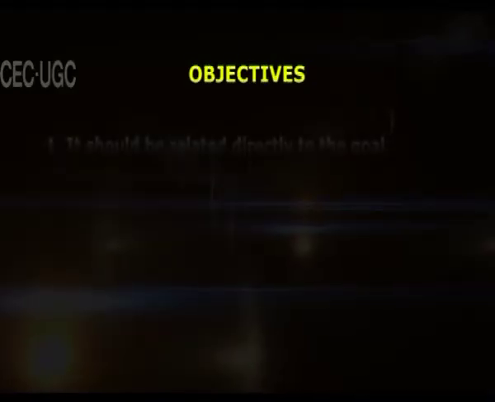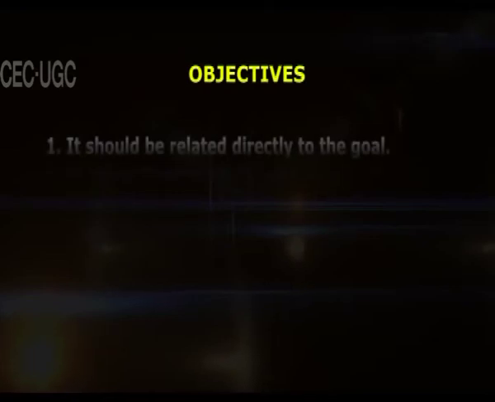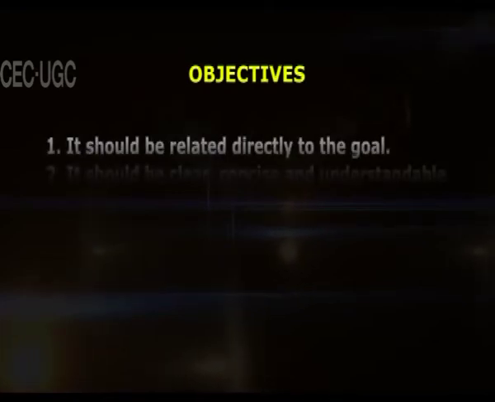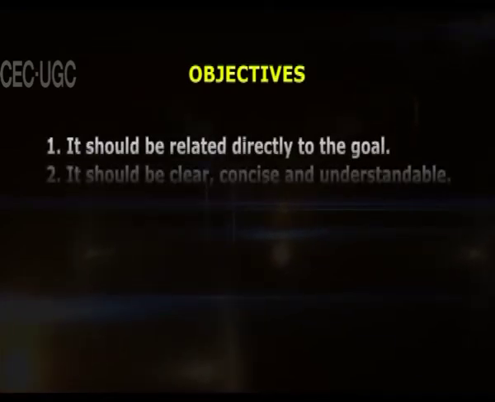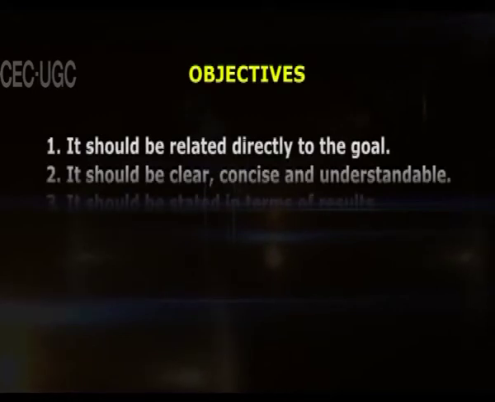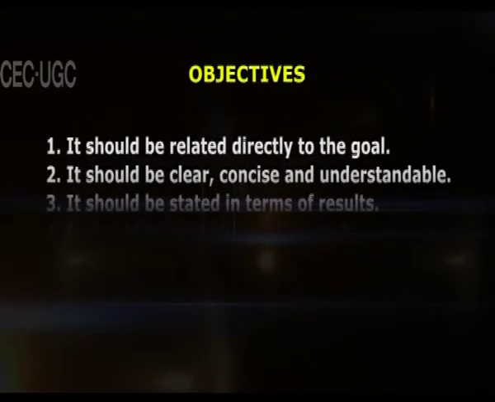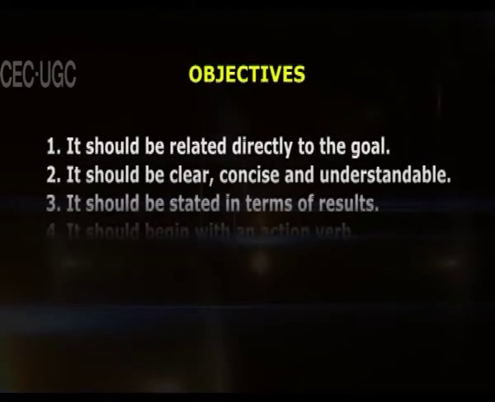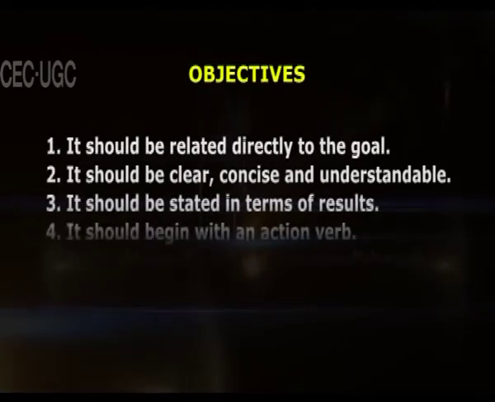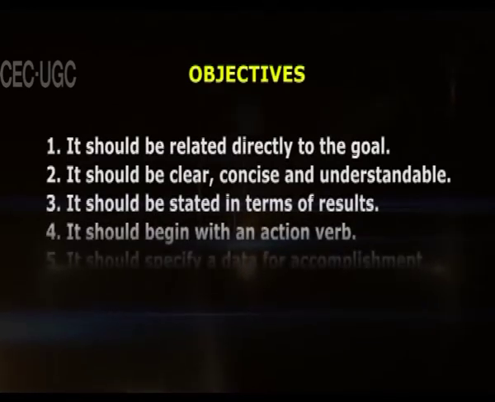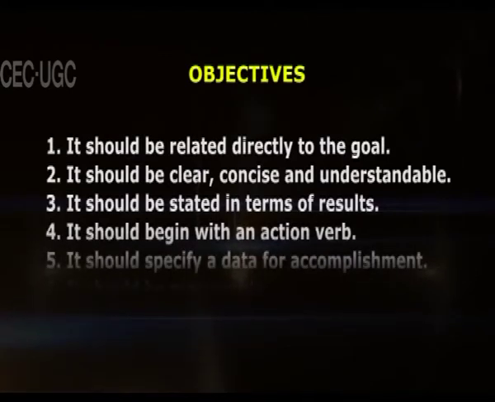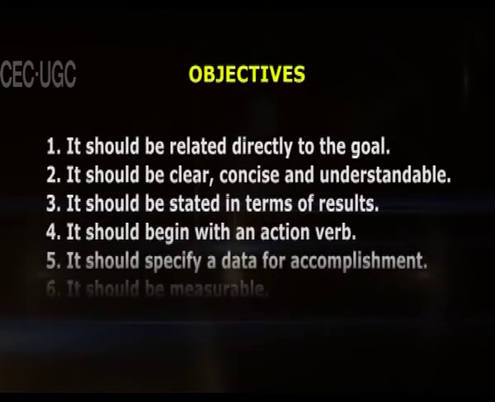Objective. Number 1. It should be related directly to the goal. Number 2. It should be clear, concise, and understandable. Number 3. It should be stated in terms of result. Number 4. It should begin with an action verb. Number 5. It should specify a date for accomplishment. Number 6. It should be measurable.